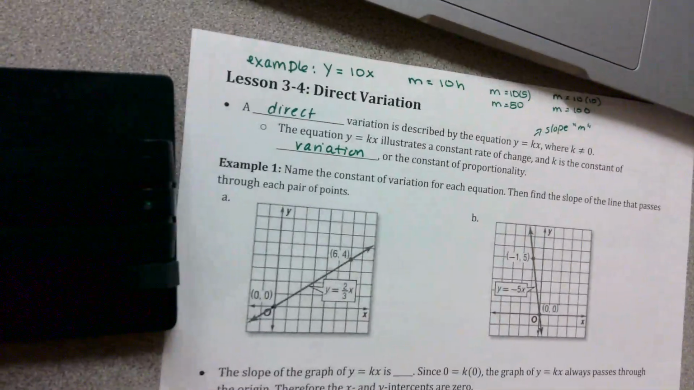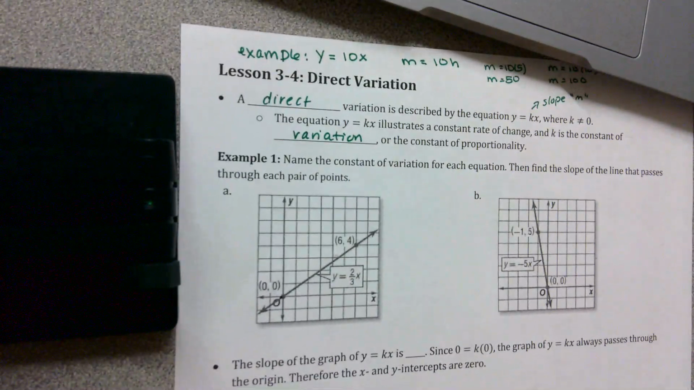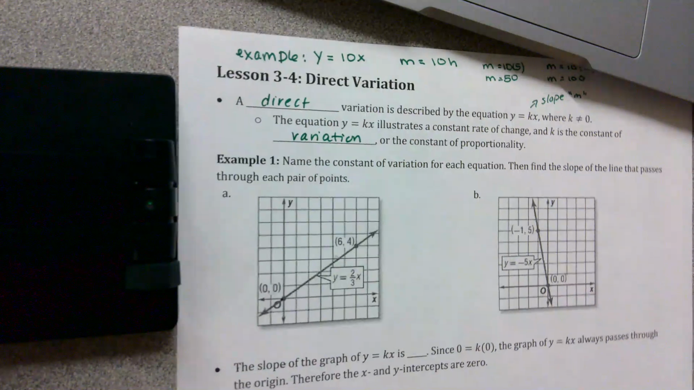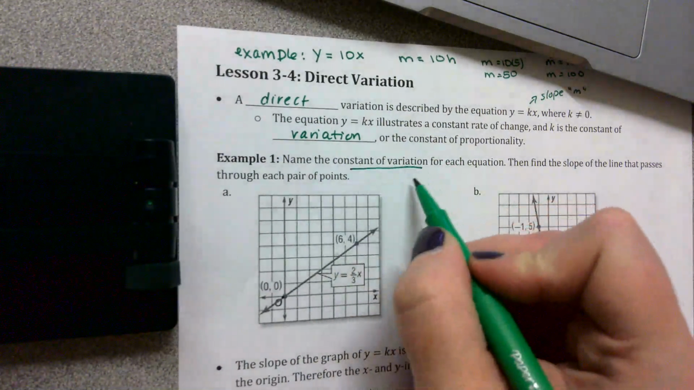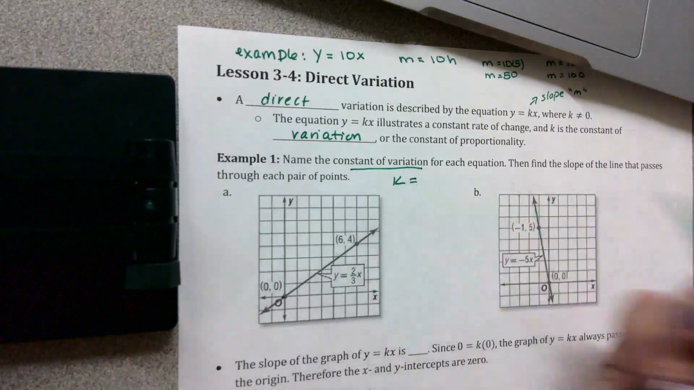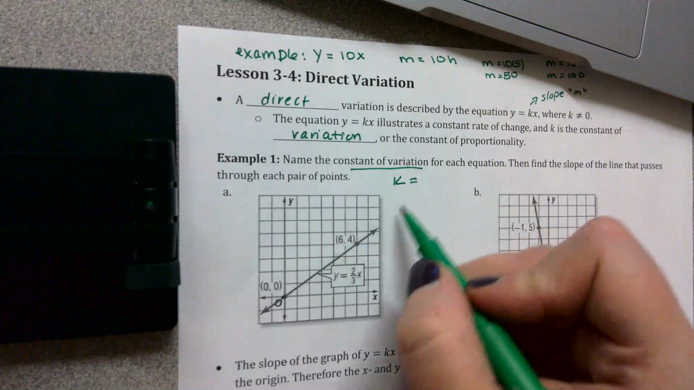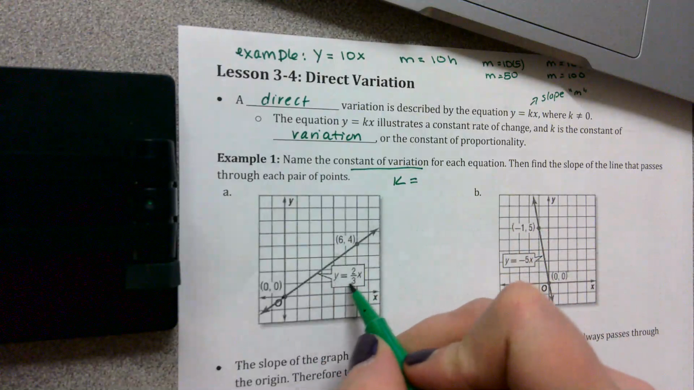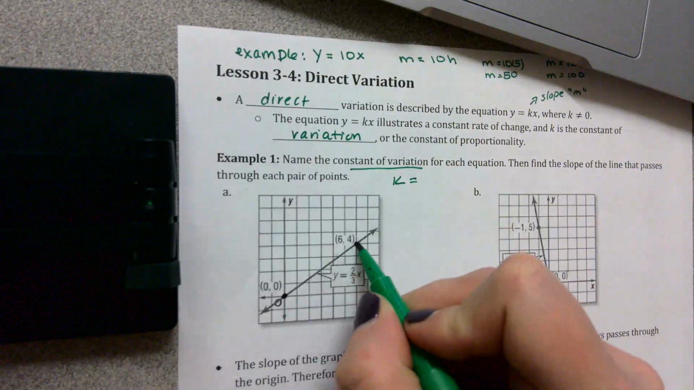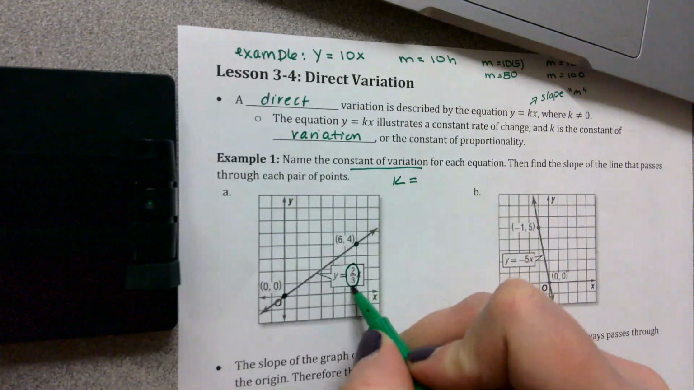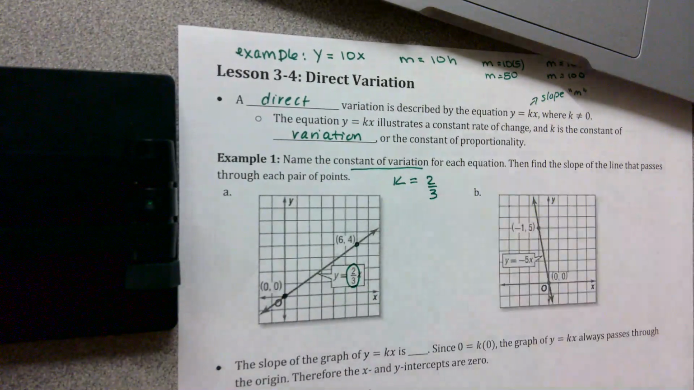It says name the constant of variation for each equation. Then find the slope of the line. Well, the constant of variation every single time is going to be your k, or your slope. It says then find that slope. K is m. So right here, you can find it between the 2 points, or they just straight up tell you, here's your k, 2/3.